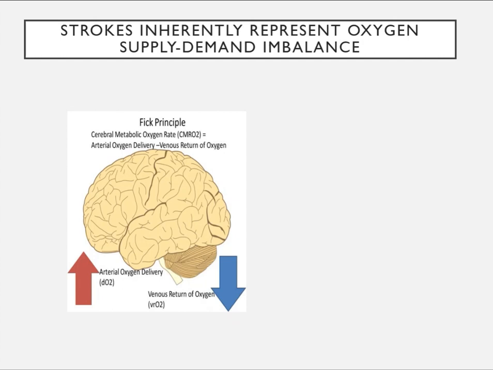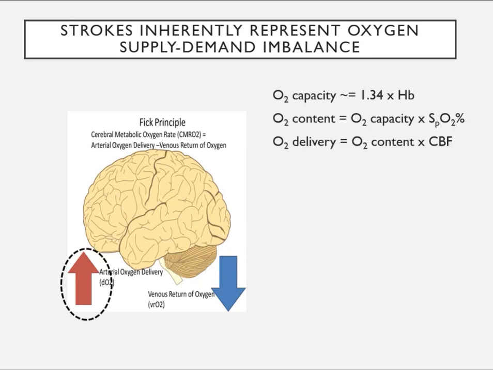So that's where I started, and I went to the Fick equation originally: supply, demand, let's go after these things, focusing first on delivery. These are the equations with which you are probably all very familiar. Oxygen delivery is the content of the blood times the cerebral blood flow. So as content goes down when you become anemic, you better have a compensatory increase in cerebral blood flow or your oxygen delivery is going to go down.